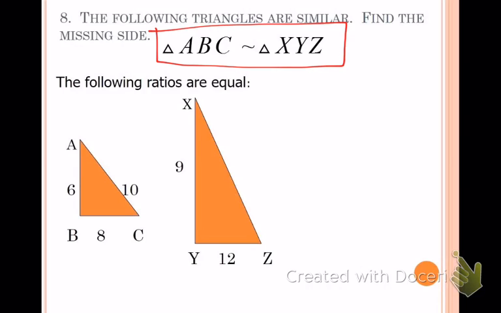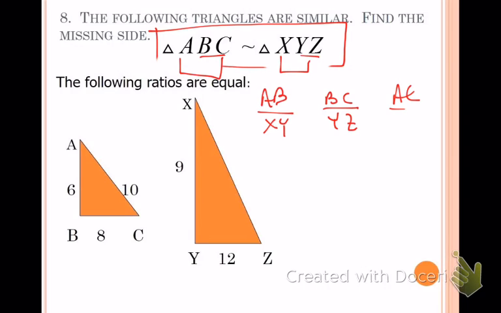So you can use this similarity statement. This is what's called, like I said, a similarity statement. So in other words, I know that AB, side AB, is going to match up with side XY because of where those sit in the names of the two triangles. So that tells me that side BC must go with side YZ. And last but not least, side AC must go with side XZ.